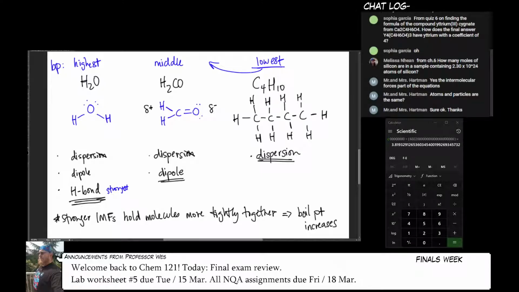But that's the gist of how we determine boiling points based on intermolecular forces. Pick the intermolecular force that is the strongest. That substance has the highest boiling point. Pick the intermolecular force that is the weakest. That substance has the lowest boiling point.